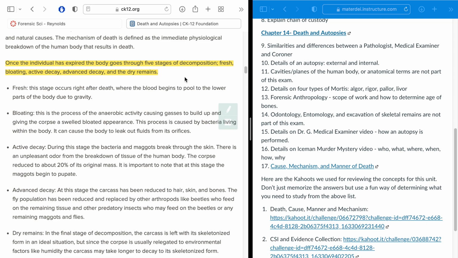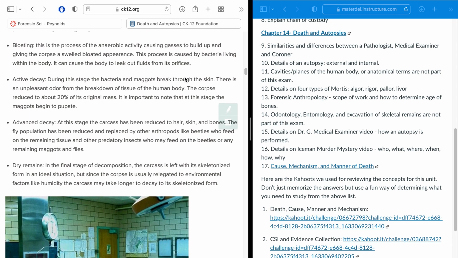Advanced decay, then, is the stage where the carcass has been reduced to hair, skin, and bones. The fly population really is gone. It's replaced by other arthropods that are going to feed on the remaining hard-to-eat tissues like tendons and stuff. And then it goes down to dry remains.